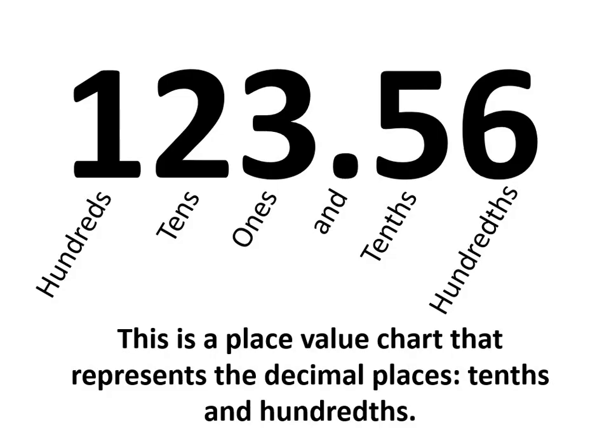On its right, you will find the decimal part or the fractional part. Here we have a place value chart that represents the decimal places. This is the decimal point. On its right, you will find the decimal part. On its left, you will find the whole number. The whole number starts with the ones place. There is no ones place in the decimal part. The first place value in the decimal part is the tenths, then the hundredths.